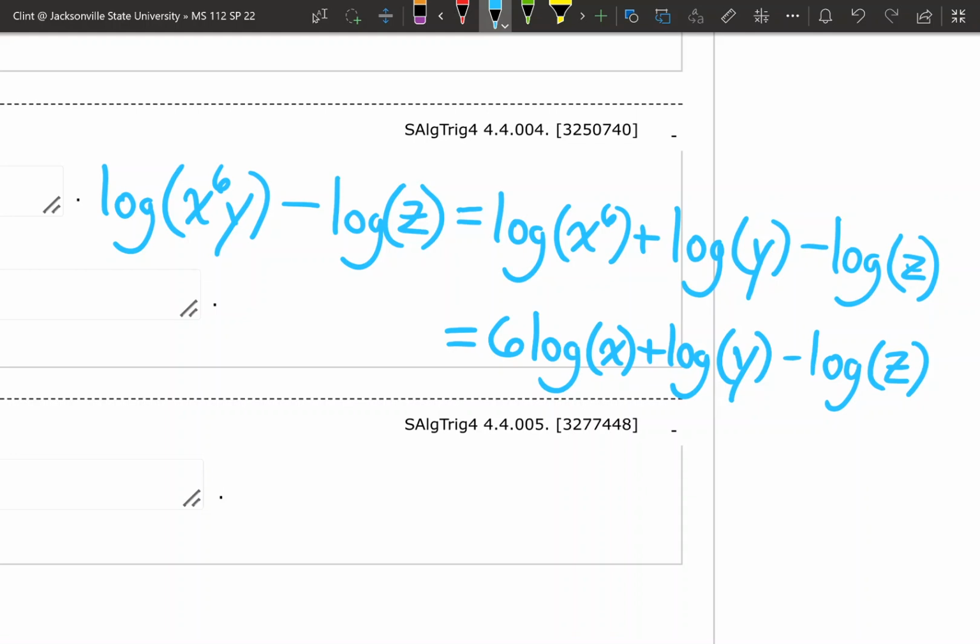And so we had those three laws of logarithms. If we've got multiplication inside of the logarithm, we split it into 2 logs with a plus sign. If we have division or a fraction inside of a logarithm, we can split it up into 2 logs with a minus sign. And then if we have an exponent inside the logarithm, we can move it up front.